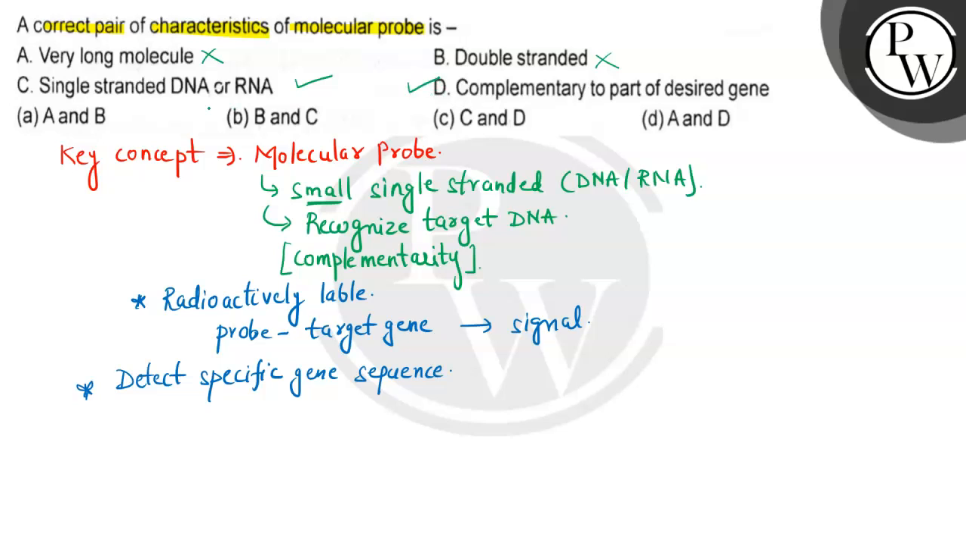So from this, what we can say that the C and the D, they are the correct pair of characteristics for the molecular probe. So we can say that the correct answer here will be option C. So option C, we can say both the statements C and D are showing the correct characteristics of the molecular probe. So the correct answer here will be option C.